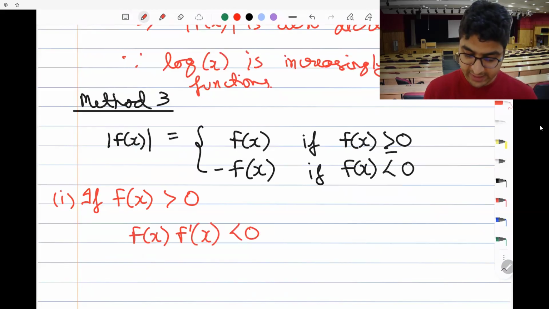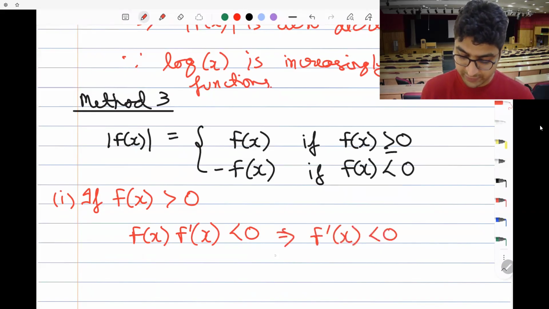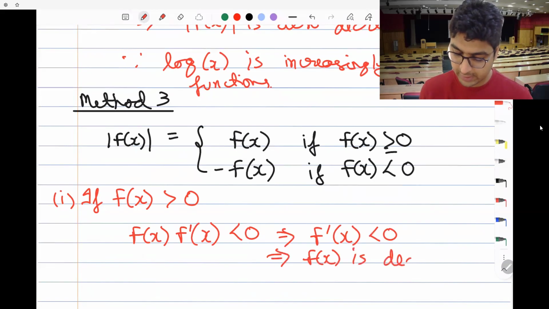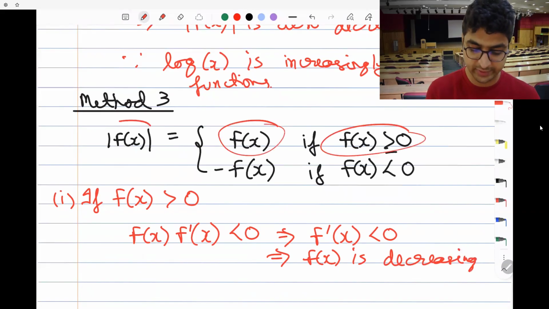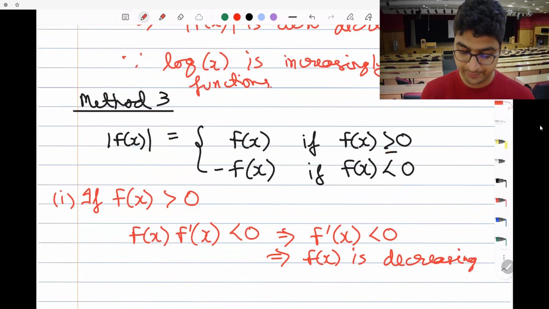So if this is positive, I can take it to the other side, then that will give me f'(x) less than 0. So which means f(x) is decreasing. That is, this thing is decreasing. If this is decreasing here then this is decreasing. Okay, because both are equal.